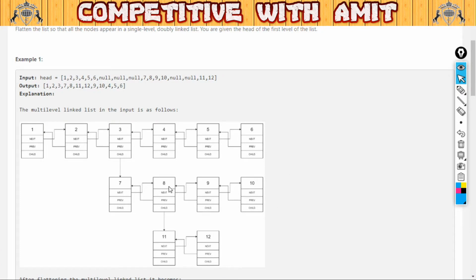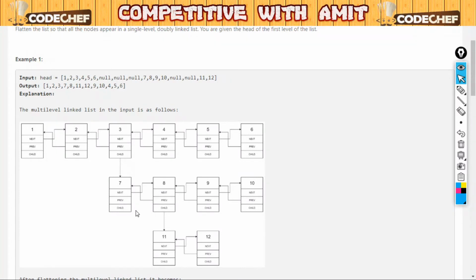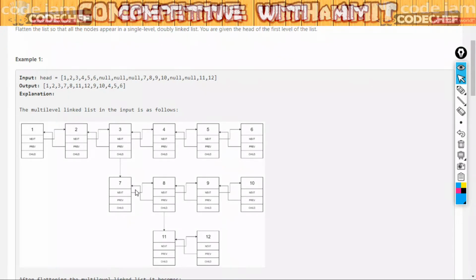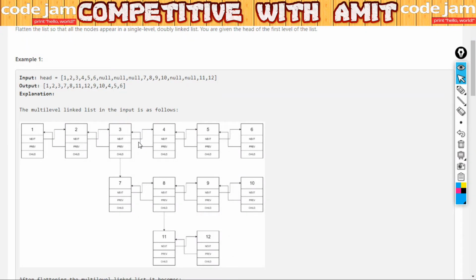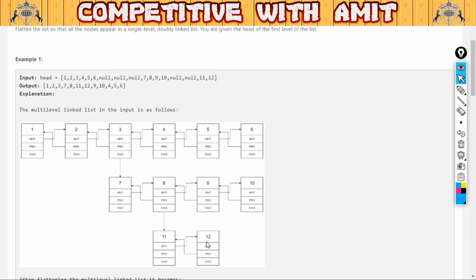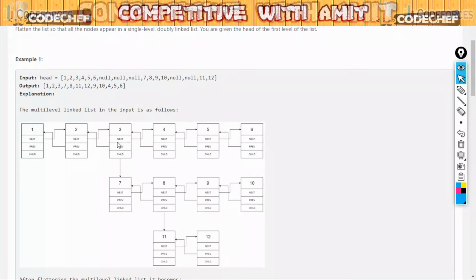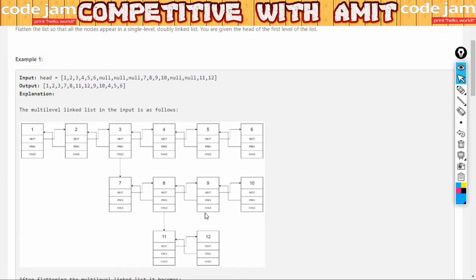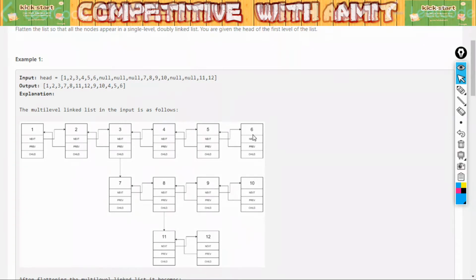Suppose these are all children of 3, so we have to append 7, 8, 9, 10 after 3. And 8 has 2 children also, 11 and 12, so we will append both after 8. So the sequence will be: first 1, then 2, then 3, then 7, then 8, then 11, then 12, then 9, then 10, then 4, then 5, and then 6.